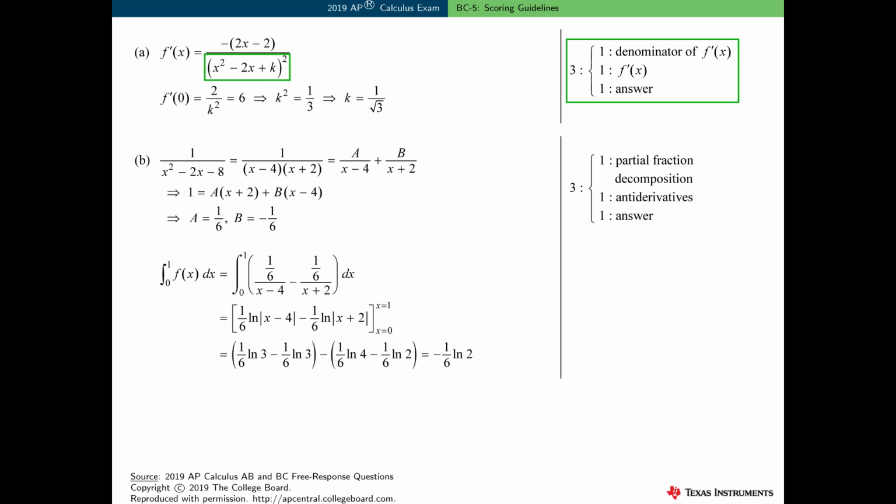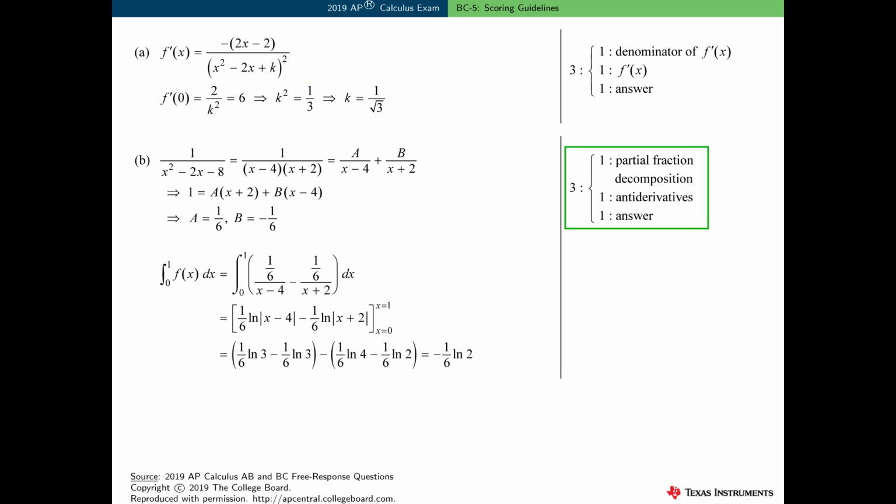Now, to solve this problem, we need to find f prime of x. So the first point was awarded for correct work on the way to finding f prime of x. That is, for a correct denominator in the expression for f prime of x. The second point was for using the denominator to produce a complete correct expression for f prime of x. And the third point was for the answer. That is, for setting f prime of 0 equal to 6 and solving for the value of k.